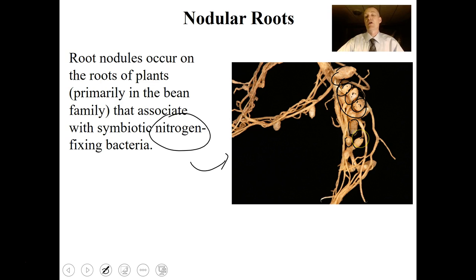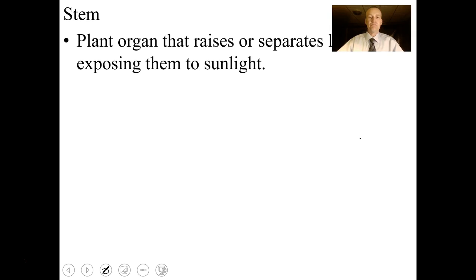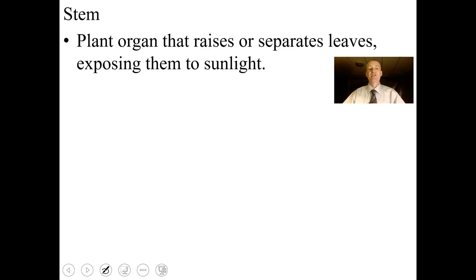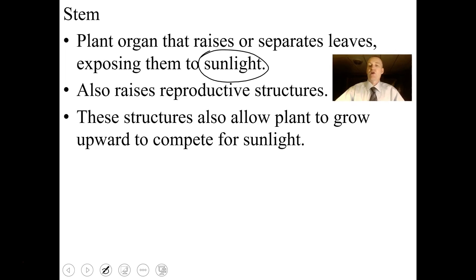Okay, so we'll now move on and talk about stems for just a second. A stem has a job too. It's a plant organ that raises or separates leaves, exposing the leaves to sunlight. A stem raises a flower up off the ground so that pollinators can see it. And those flower parts are reproductive parts.